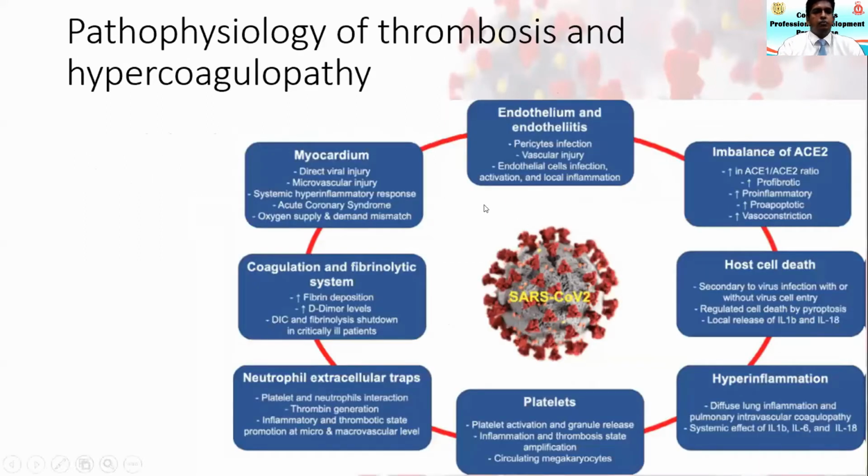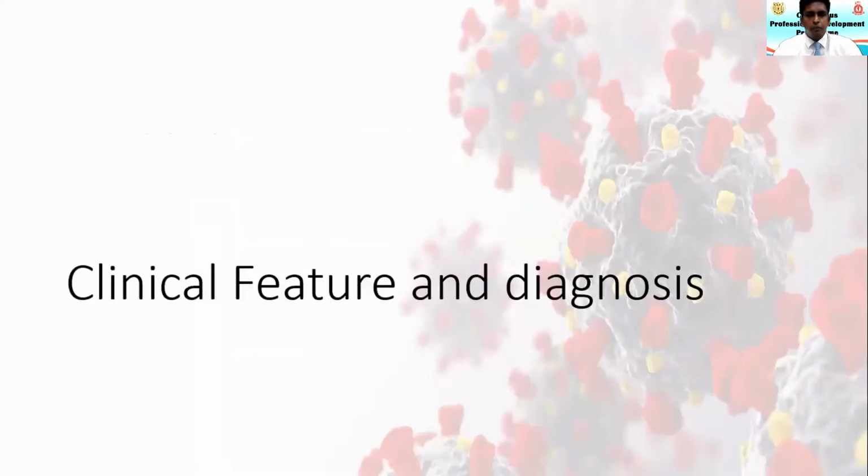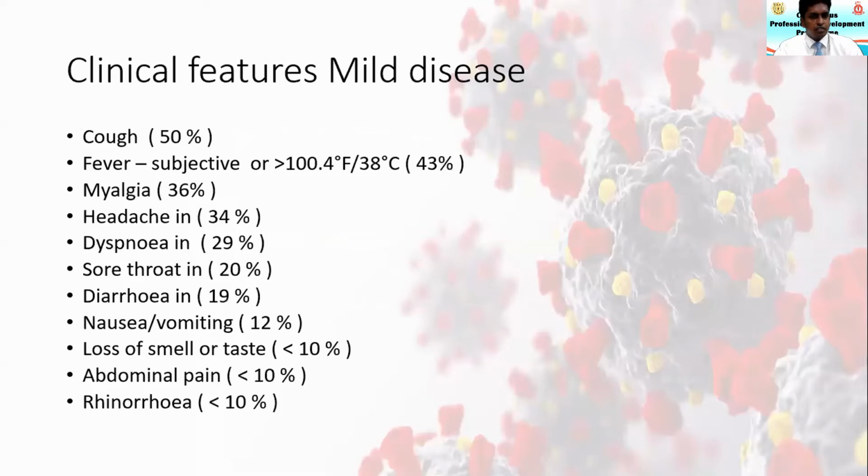So this is the pathophysiology of endothelial damage, hypercoagulation and thrombosis. We actually start with endothelial damage, myocardial damage, hypercoagulation and platelet activation, and all of these depend on cell death and hyperinflammation, which will ultimately result in thrombosis and thromboembolism. So what are the clinical features?